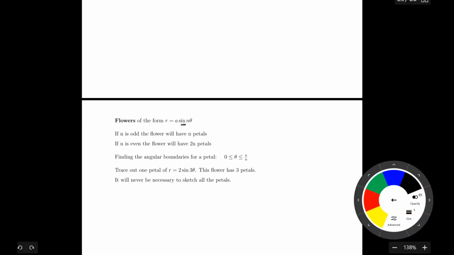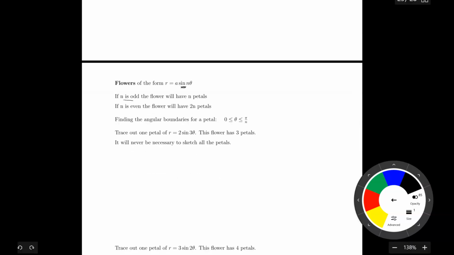So now I've got flowers with sine, still the same thing with odd giving you n petals, and even giving you 2n petals. The range of the petals changes, and because it's sine, it's going to be symmetric with the y-axis. So here would be sine of 3 theta. I know it's going to have 3 petals, and so the range of one petal on this flower would be 0 to pi over 3.